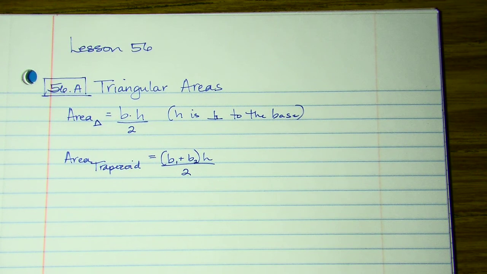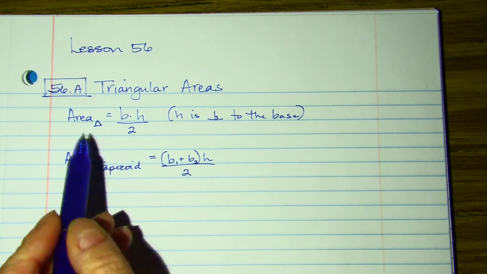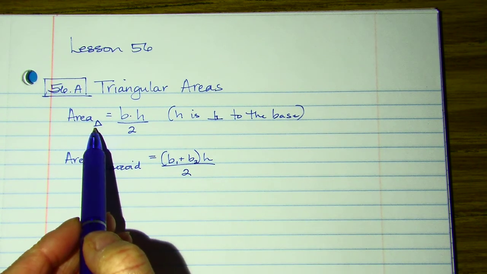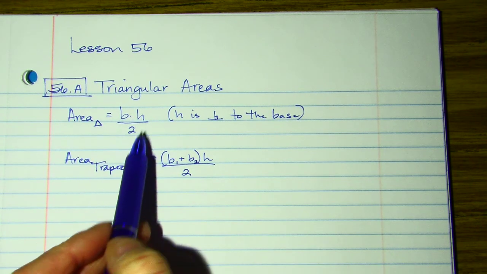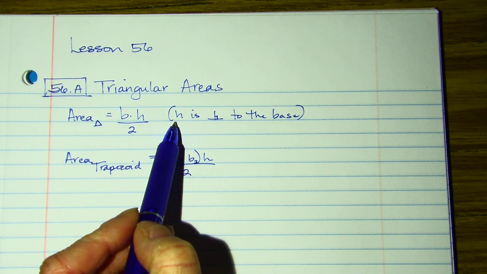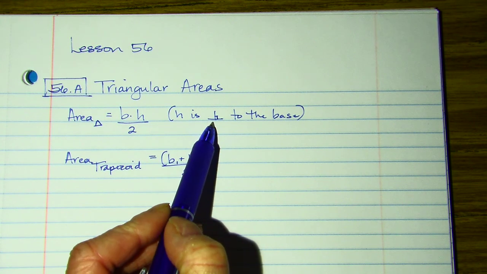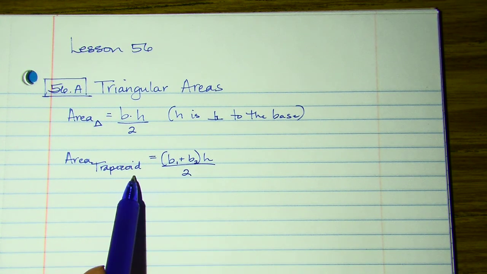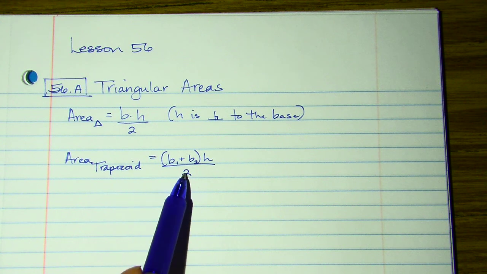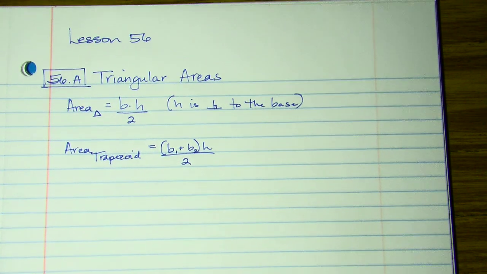So 56.A goes over triangular areas. I've written the formulas in case you've forgotten for both. So area of a triangle is base times height divided by 2, but remember that your height is the side that is perpendicular to the base. Area of a trapezoid, trapezoids do contain triangles, so you'll see that in this section, and so I've written the area here. So let's get started.